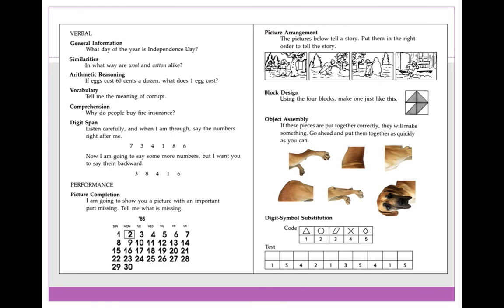These are just some sample questions that one might see on a child's Wechsler test. Looking at verbal abilities, performance with picture completion, picture arrangement, block design, object assembly, and then digit symbol substitution.